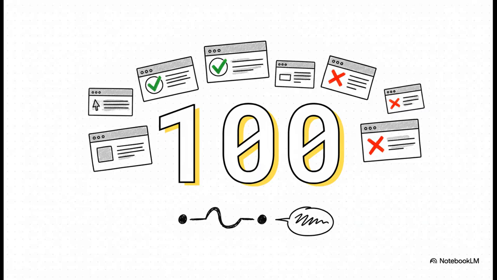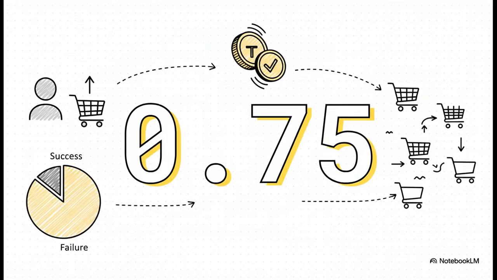Okay, so let's plug in some numbers. First, n, the number of trials. That's our total number of website visits, so let's say 100. And you've got to remember, each one of those visits is its own little independent Bernoulli trial. Next up, we need p, the probability of success for any single visit. Let's say your site is doing great, and you have a historical conversion rate of 75%. So our p is 0.75.